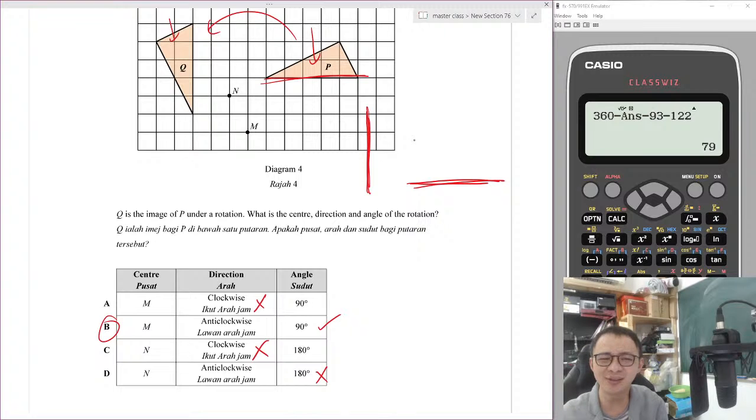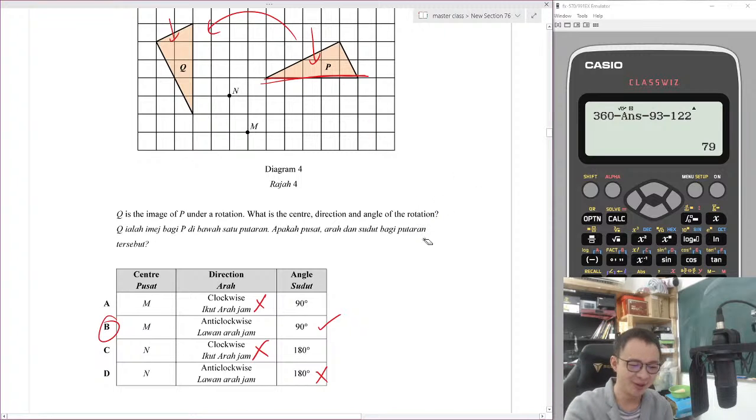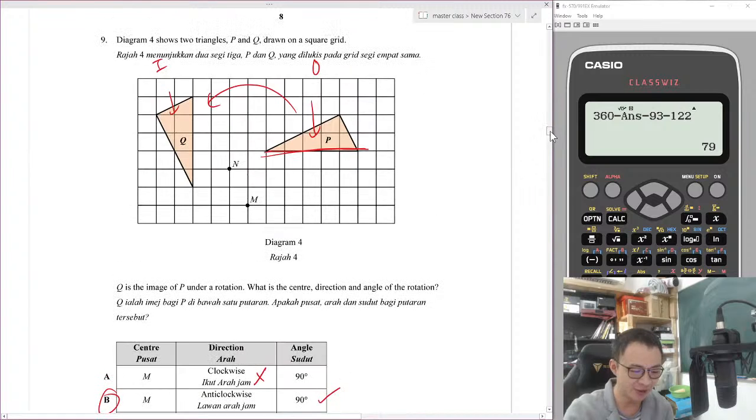I don't think you need to use 60 degrees to find the center. How to know it's anti-clockwise? You see which way it rotates. So yeah, this is the reason why I say you need to know which direction it rotates, because right now we always need to rotate from the object to the image, right? So it will be like this.